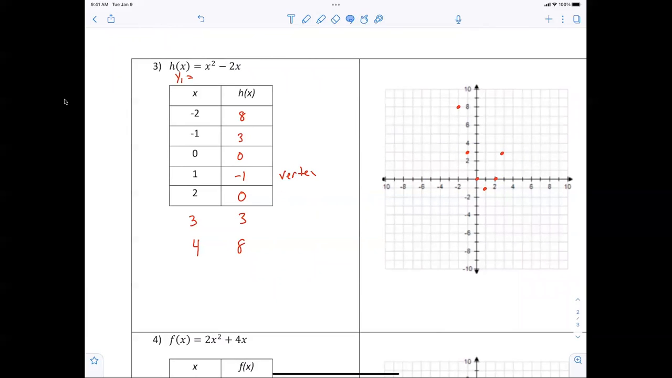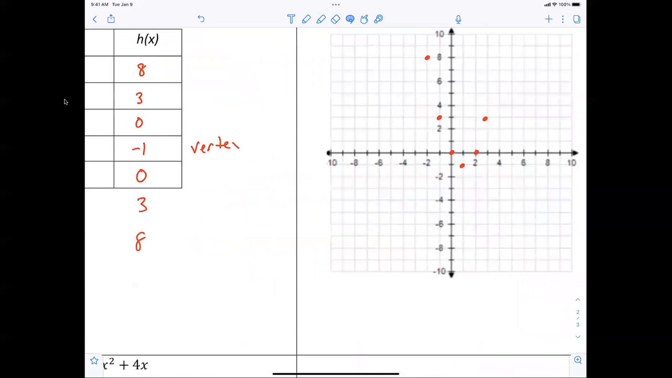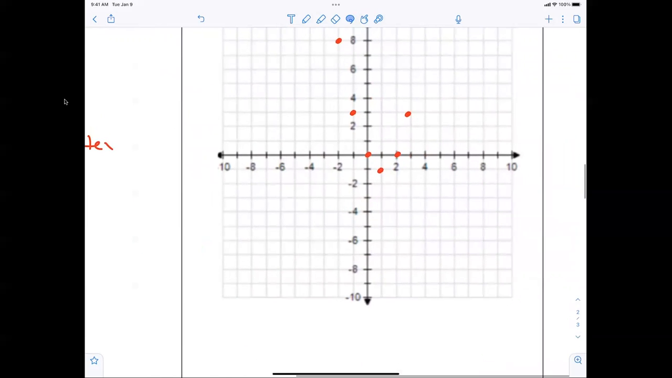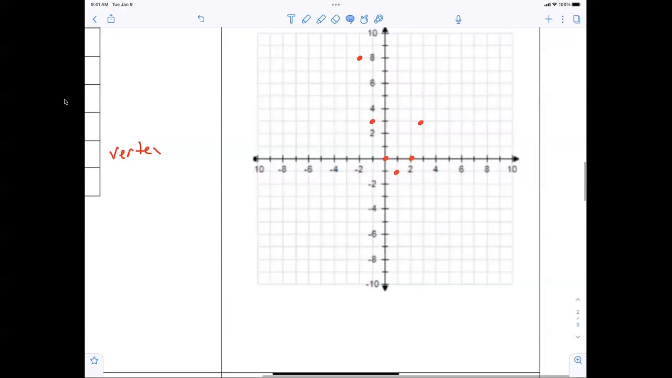Does everybody see the graph now? No, you wouldn't, but it's just helpful to see the graph. All right, now what I'm going to do is I'm going to try to sketch the graph. And there's our graph.